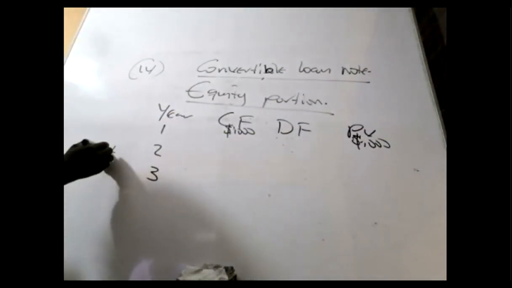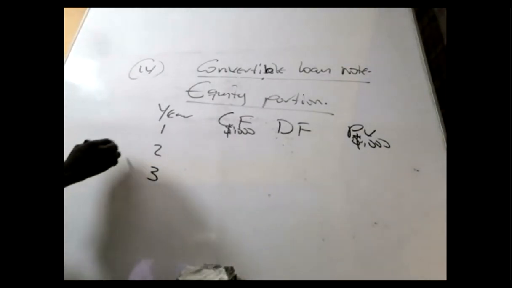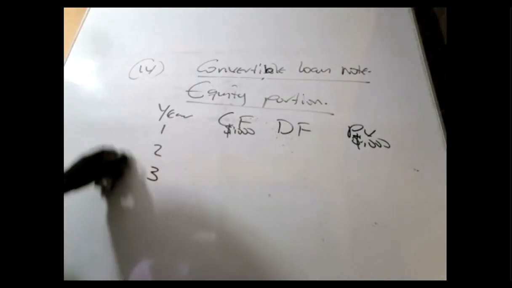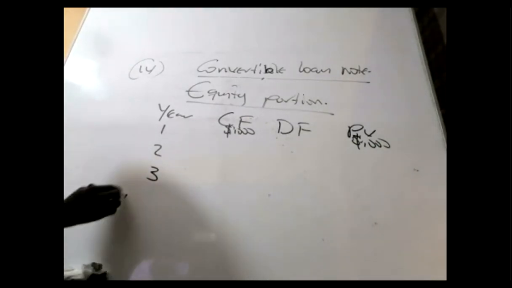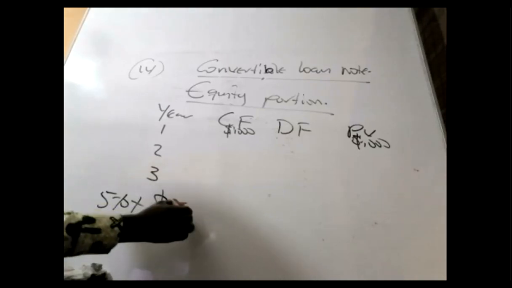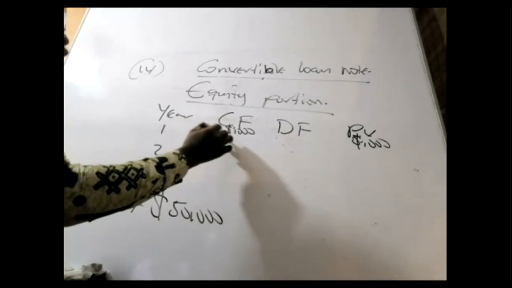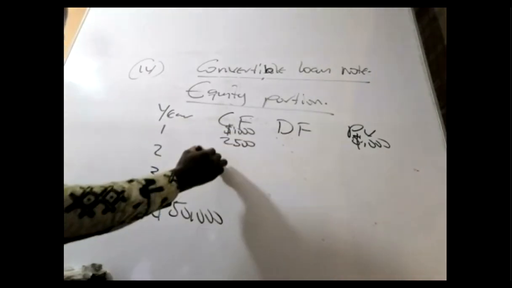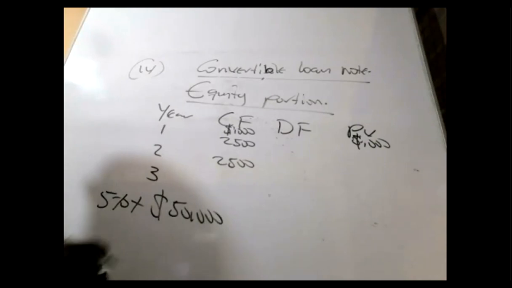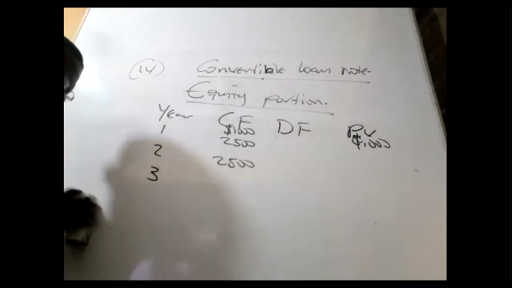So 5% times 50 million. That should give us something like 5% times $50,000, which is 2,500. So year one should be 2,500, 2,500. Now, when we go to the final year, two things will happen. Let me put the workings here.